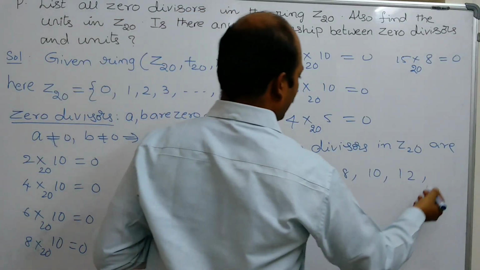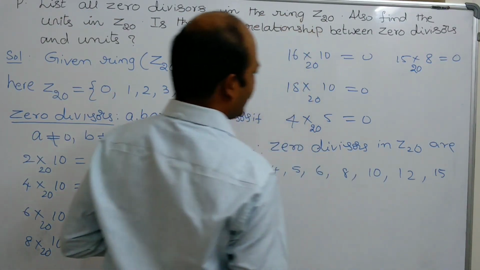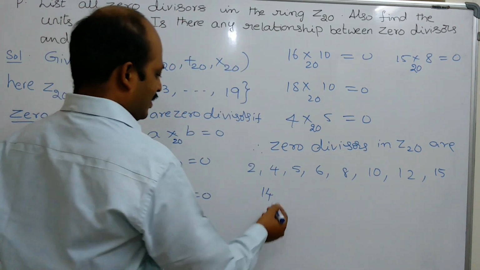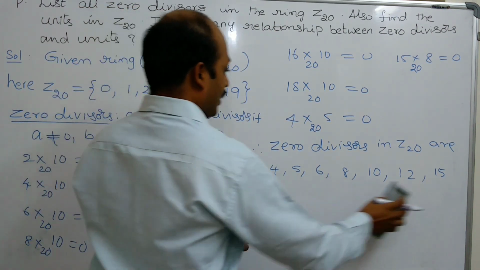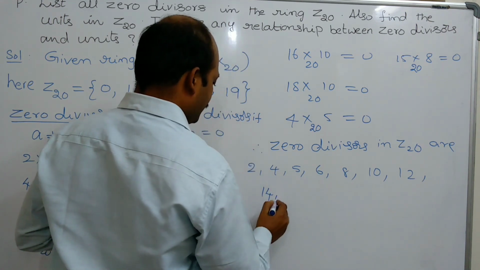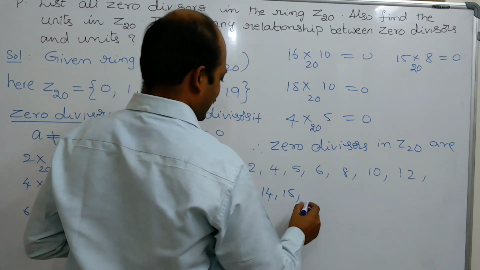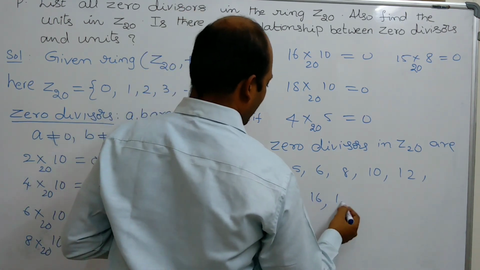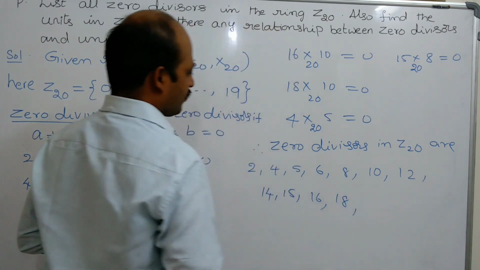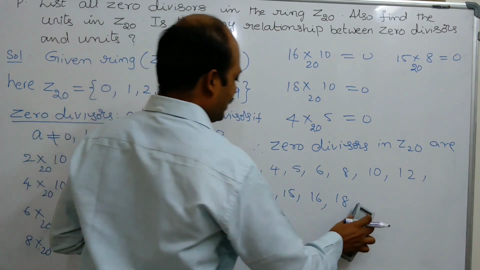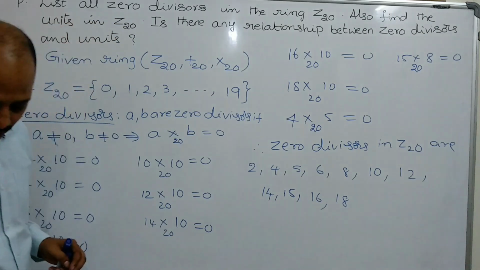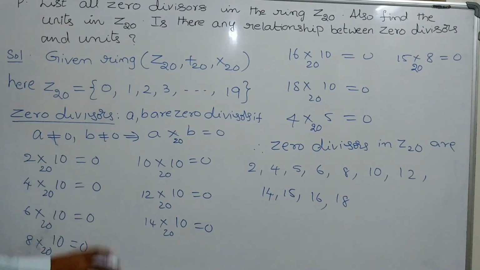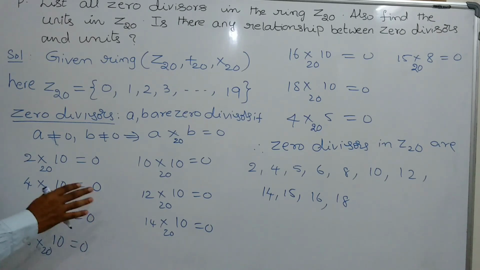So 12, 14, 15, 16, 18. These are the zero divisors. You observe that. So in the ring Z20, zero divisors are these elements.